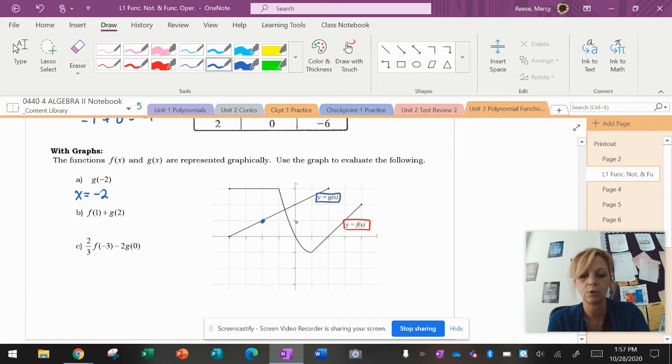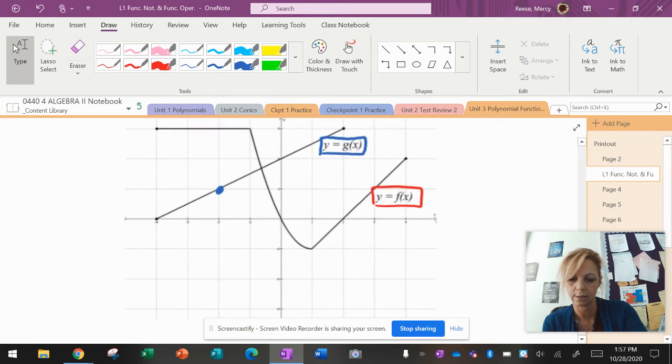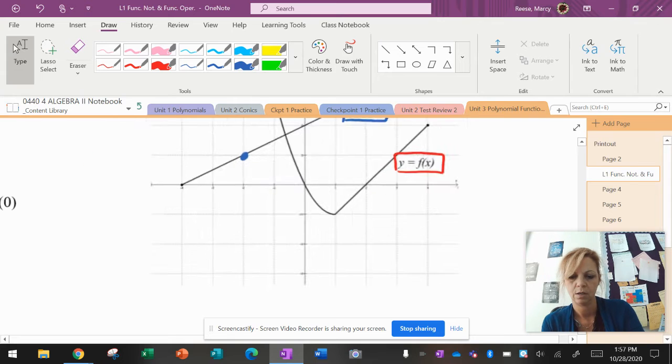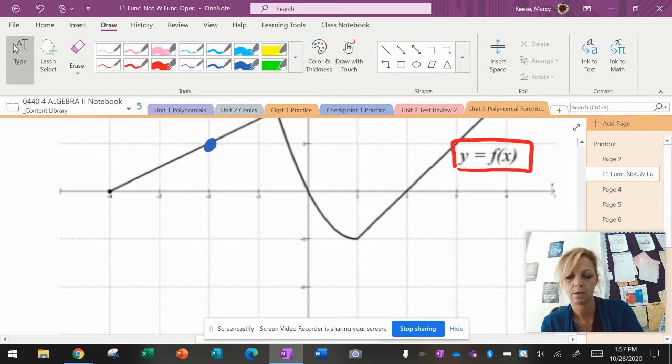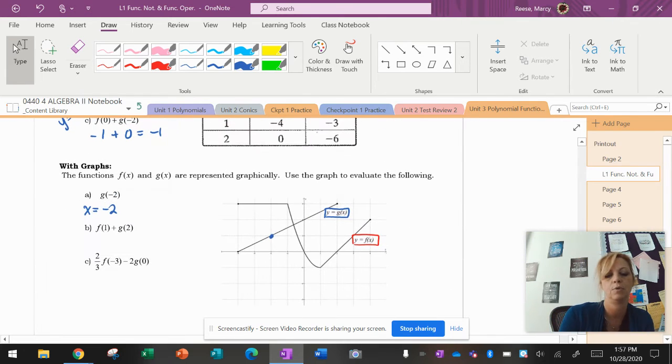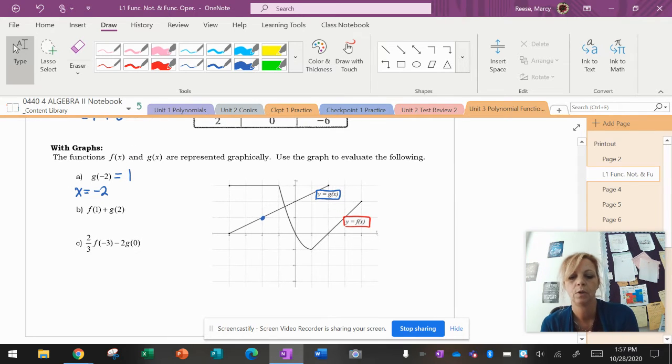So when x is negative 2, it looks to me like that is a scale of 1, I think. Yeah, it is. I just can't read. It's so blurry on mine. So when x is negative 2, g is 1, g of negative 2 is 1, and there's your answer. Okay, try B and try C. Pause it and go.